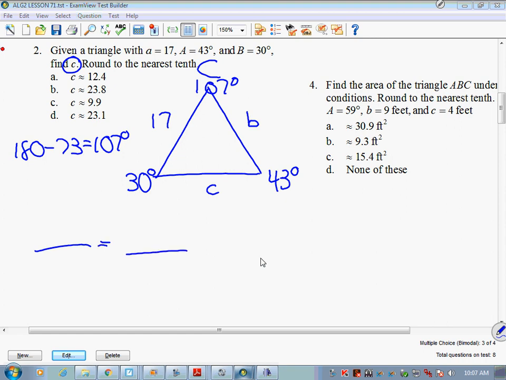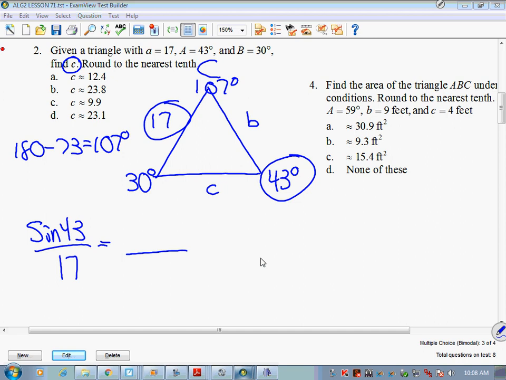Okay? So what can I put top left? You want to use sine 30? We want to use sine 43. And the reason why is because I want to use something that has both a side and an angle. Does that make sense? So I'm going to do sine 43 over what? 17.